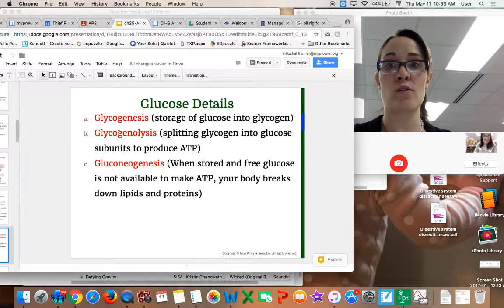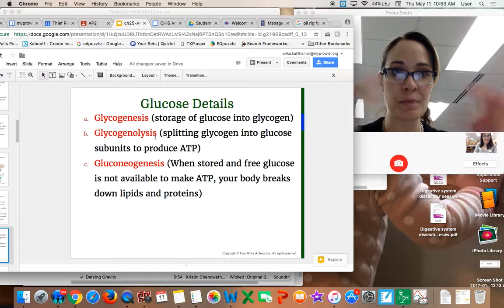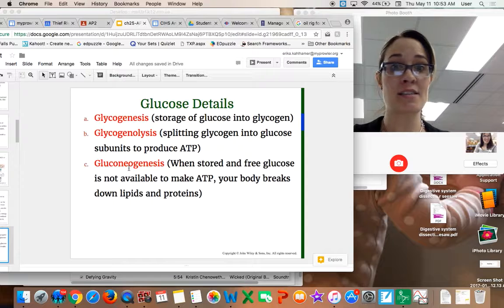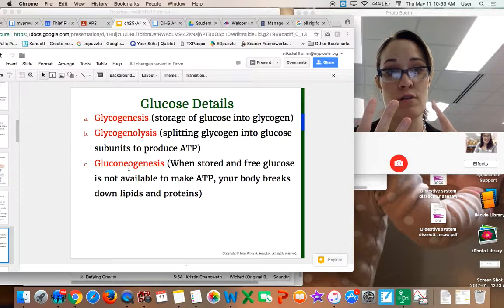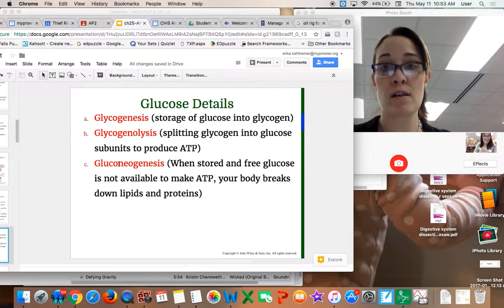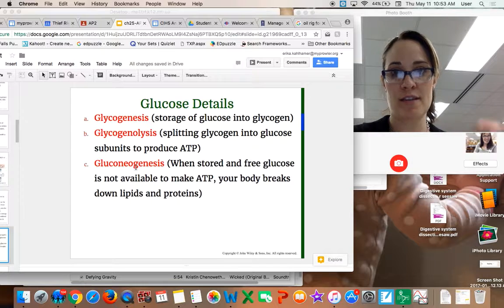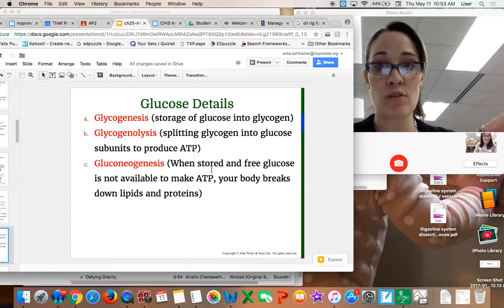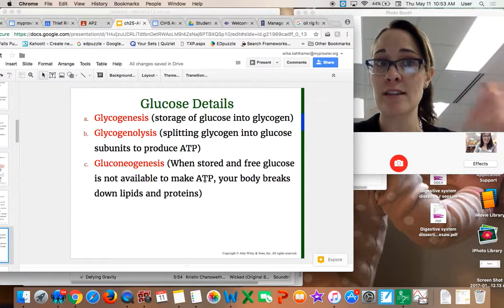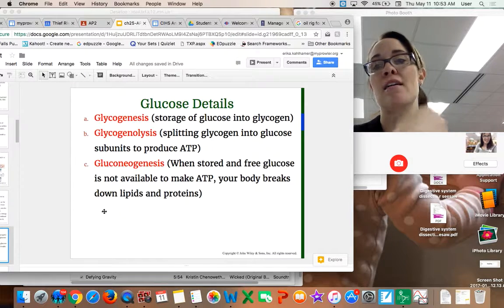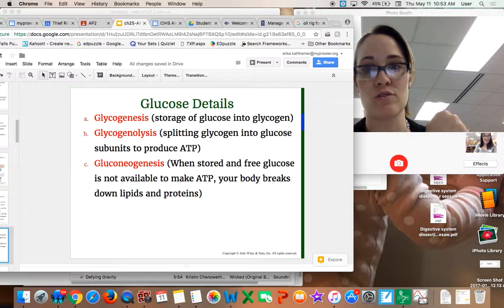That is called glycogenolysis, split the glycogen. When glycogen is not available and you need glucose, let's say you've depleted your reserves in your liver and in your muscles, which you can do, then gluconeogenesis will happen. Neo, think of new. So when you're out of glucose to make ATP, your body still needs energy. So what it's going to do is break down lipids, fats in your body, and break down protein. So that's what those two terms mean.